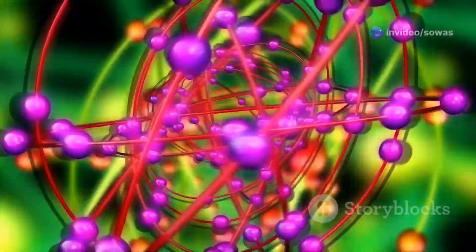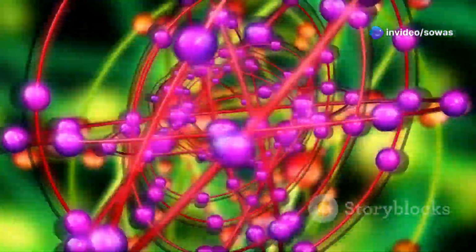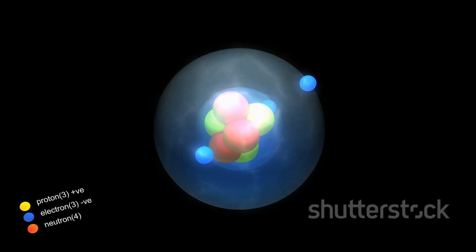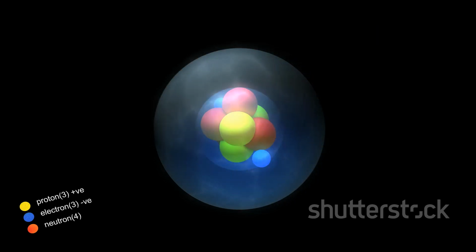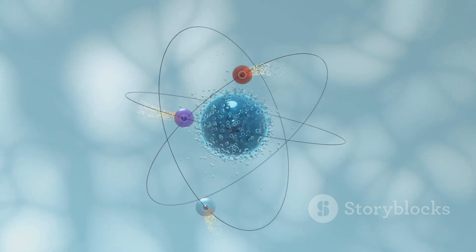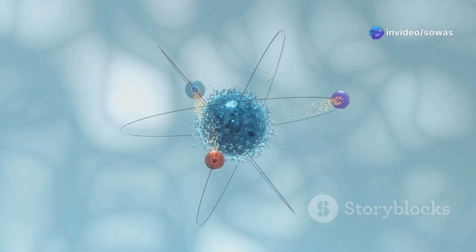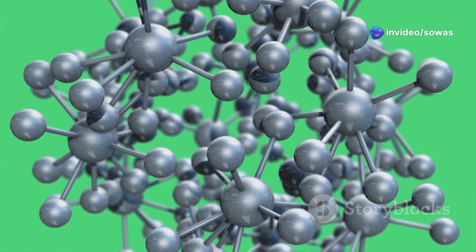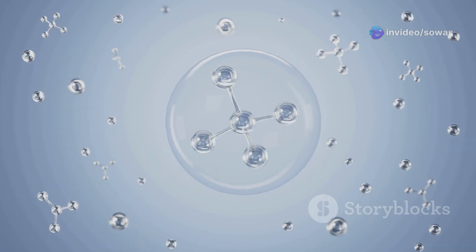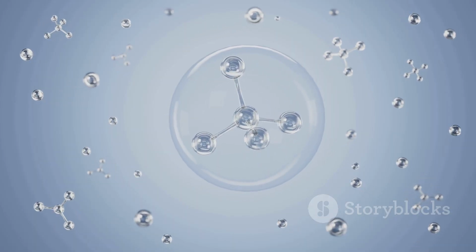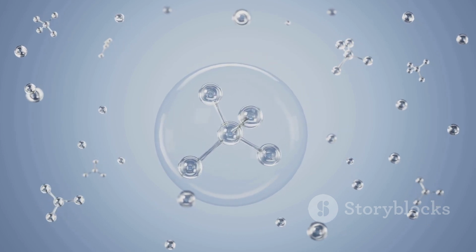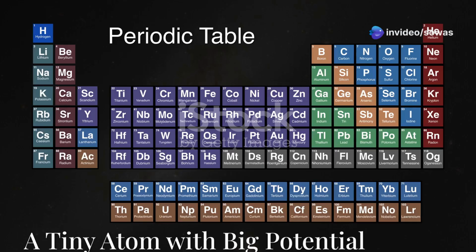These bonds involve the sharing or transferring of tiny particles called electrons. These electrons reside in specific regions around the atom's nucleus called electron shells. Atoms are most stable when their outermost electron shell is full. This drive for stability is what drives the formation of chemical bonds. From the water we drink to the proteins that make up our muscles, chemical bonds are the fundamental forces that underpin all biological processes.